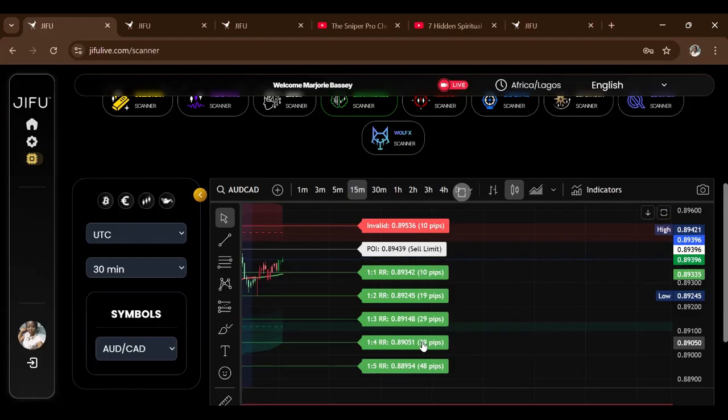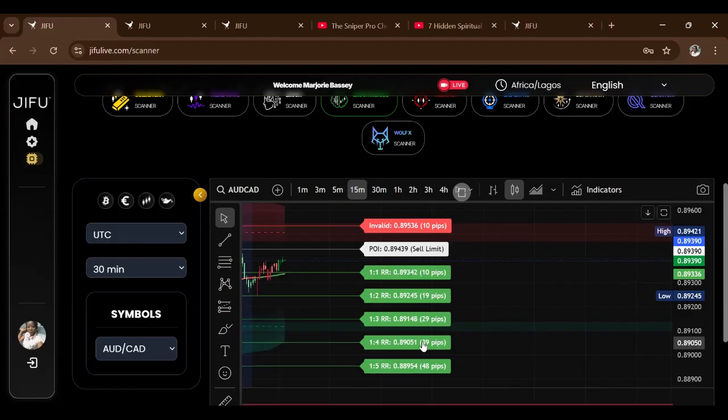And then for my SL, of course, it will be above. So let me put the SL there, and then TP is below. So let me say this is my TP, and I click place. Now, the important thing you need to note here is that your entry price has to be below the current market price. And of course, your stop loss is above your entry, and your take profit is below your entry.